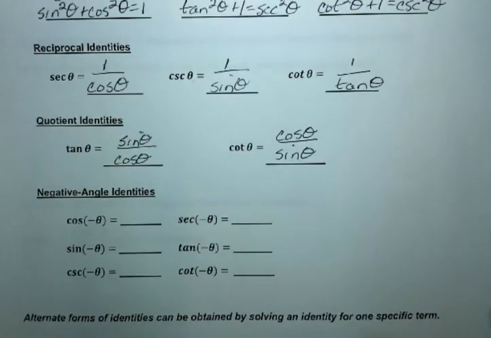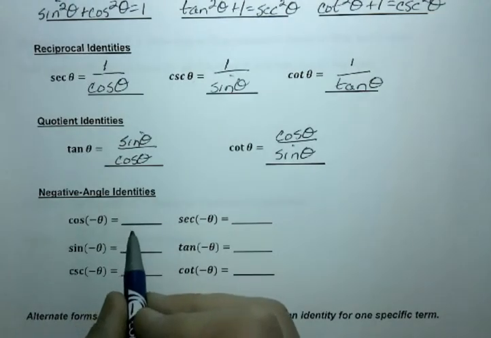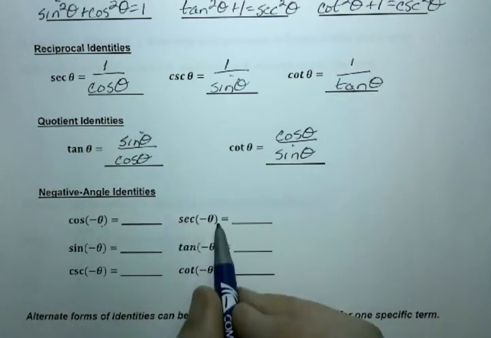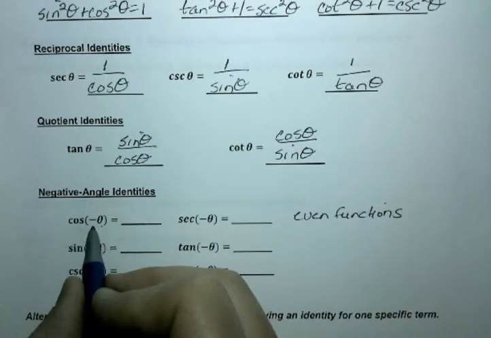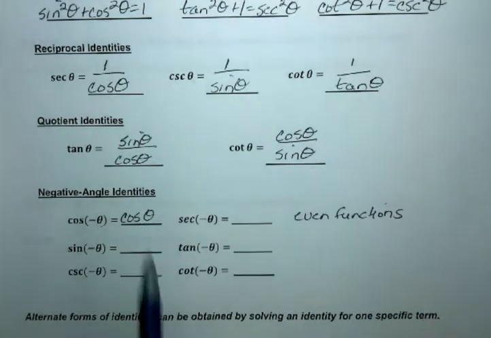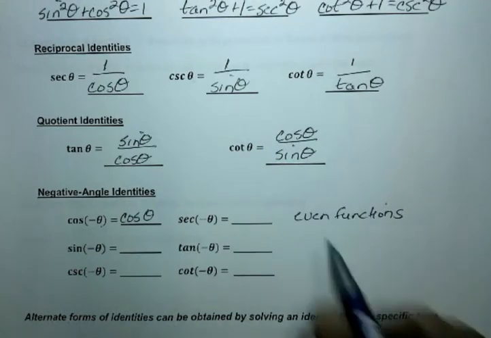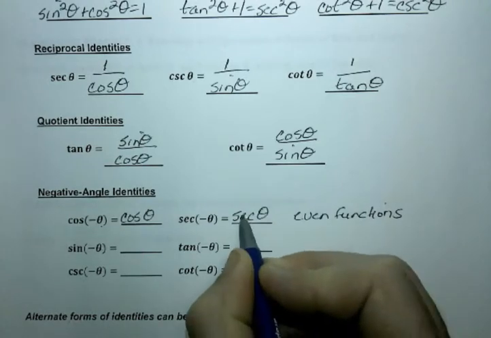Next are some other ones that we haven't talked about quite as much. We did talk about these when we talked about graphing our trig functions, and we talked in terms of whether these functions are odd or even. The only ones that were even functions were cosine and secant. An even function means that if you substitute the negative value of the variable, the negative just comes off. Cosine of negative theta is the same as cosine of theta, and secant of negative theta is the same as secant of theta.